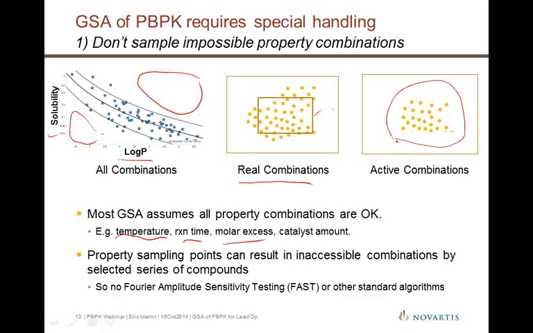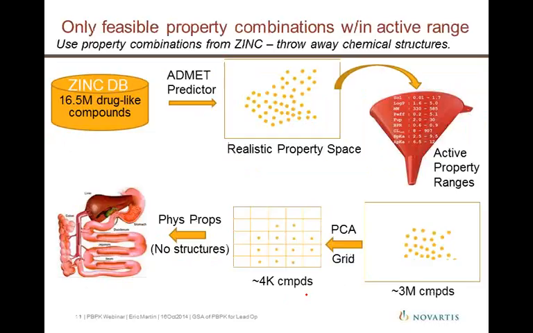One thing this means, though, is that a lot of commonly used global sensitivity analysis methods, like one of the most popular, Fourier amplitude sensitivity testing, aren't going to be available because they require a very specific sampling pattern. So how do we get this set of chemically meaningful, valid combinations of properties?